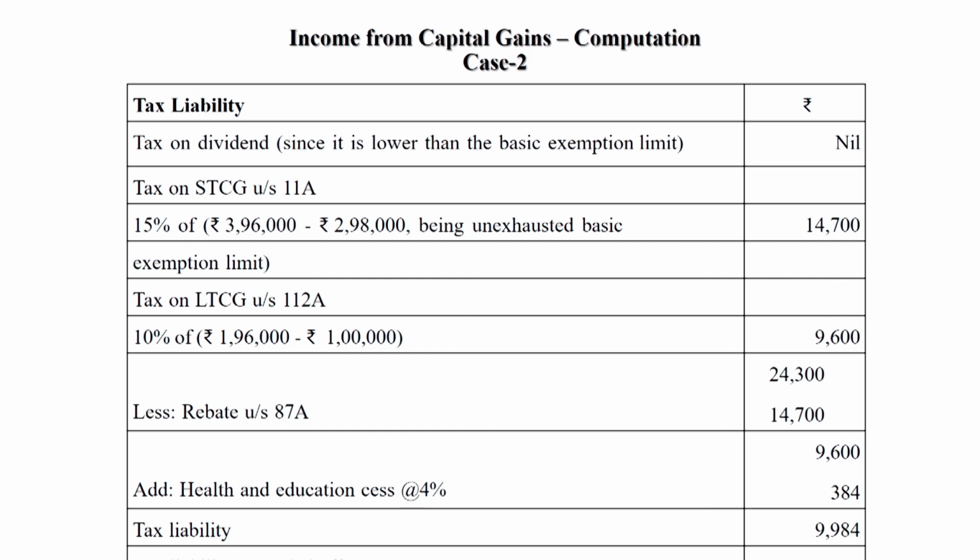Health and education cess, HEC, will be computed at the rate of 4% of the tax of 9,600. 4% of 9,600 will be 384 rupees. So 384 plus 9,600 will be 9,984. So dear students, this will be the tax liability regarding the computation of capital gain, regarding the long term and short term capital gain.